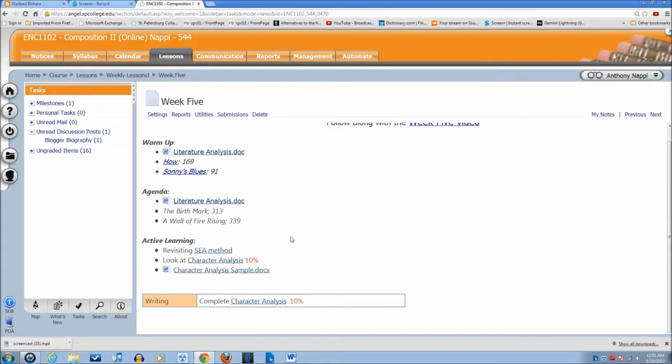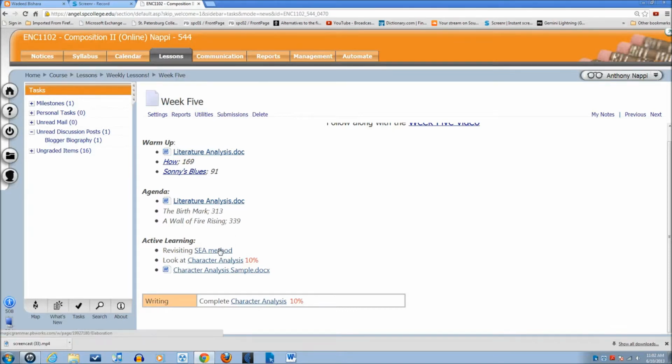The agenda then is to look at The Birthmark on page 313 and A Wall of Fire Rising, and do the same thing. Fill out the literary analysis as best you can. If you're way off and you're not understanding, then let me know. Remember, sometimes with literature you have to read the story several times.